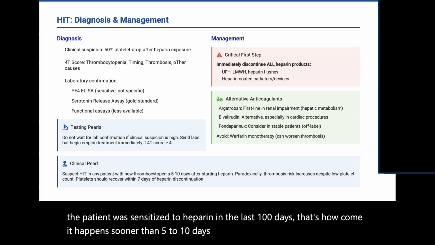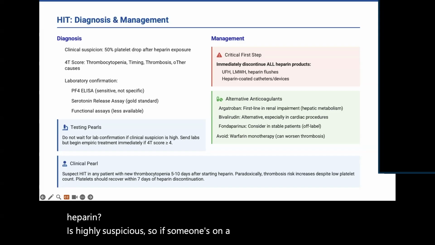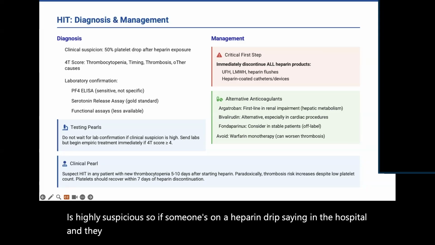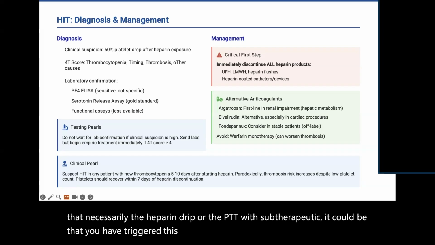Besides thrombocytopenia, what clinical features should make you suspicious? A new thrombosis while on heparin is highly suspicious. So if someone's on a heparin drip, say in the hospital, and they develop a blood clot while on the heparin drip, it's not necessarily that the heparin drip or the PTT was subtherapeutic. It could be that you have triggered this clotting cascade as a result of an antibody reaction.